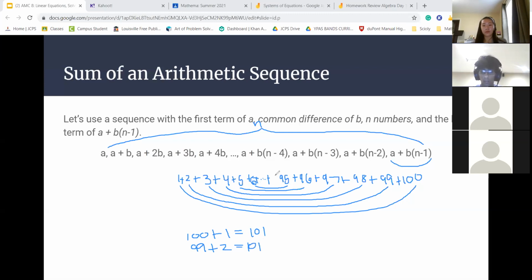And it's 101 times, and how many pairs would there be, right? How many, can somebody type in chat how many pairs there would be? Right, there would be 50 because there's 100 numbers, and each pair would consist of 2 numbers, so there would be 50 pairs of numbers. So our answer would be 101 times 50.